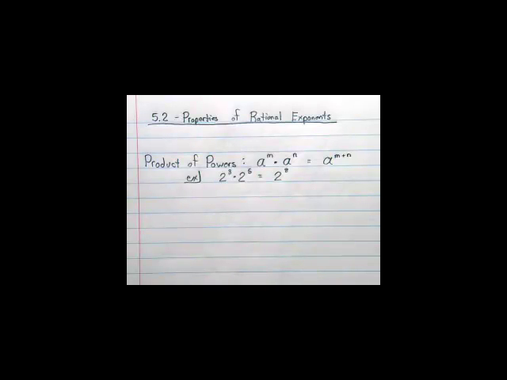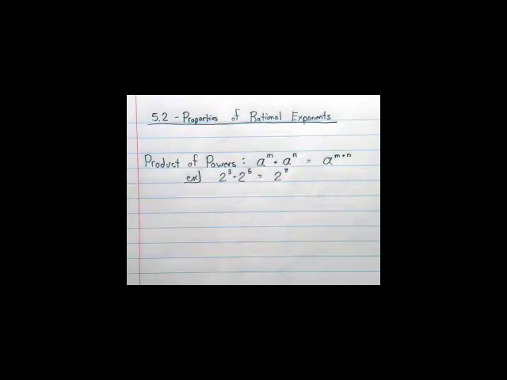The reason that one works, think about it this way: 2 to the third times 2 to the fifth. 2 to the third is 2 times 2 times 2. There are 3 2's there. 2 to the fifth is 2 times 2 times 2 times 2 times 2. There are 5 2's there. How many do I have altogether? 8. So 2 to the eighth, because there are 8 of them that I'm multiplying together ultimately.